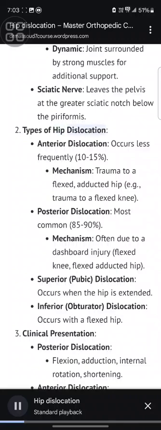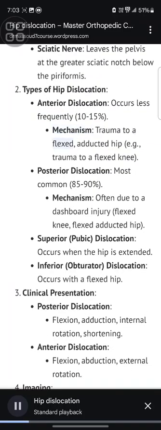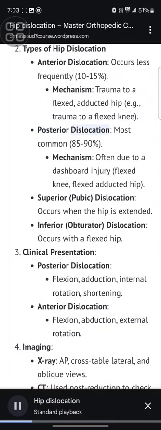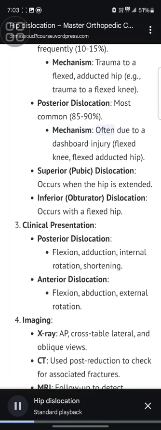2. Types of hip dislocation. Anterior dislocation: occurs less frequently, 10 to 15%. Mechanism: trauma to a flexed, abducted hip, e.g., trauma to a flexed knee. Posterior dislocation: most common, 85 to 90%. Mechanism: often due to a dashboard injury, flexed knee, flexed adducted hip.